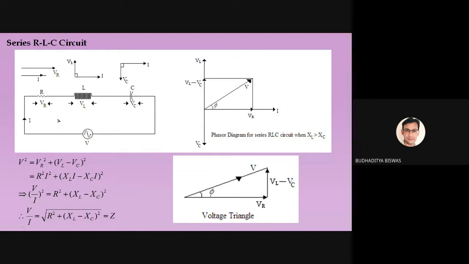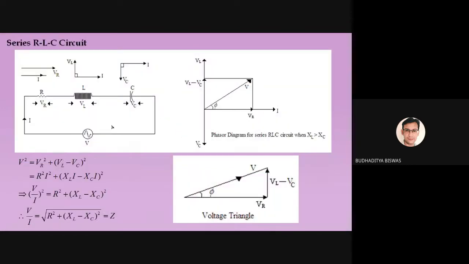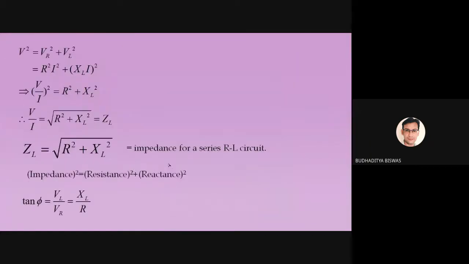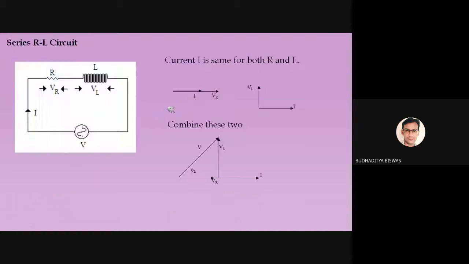Okay, so start with the phasor diagram of the series RLC circuit. Last day we saw what happens if we give pure AC across a resistance, across a pure inductance, across a pure capacitance, and we have already derived the formula CIVIL. That means in case of a capacitor, the current leads the voltage by an angle of 90 degrees, and in case of an inductor, as the V is placed before I, the voltage leads the current by an angle of 90 degrees.